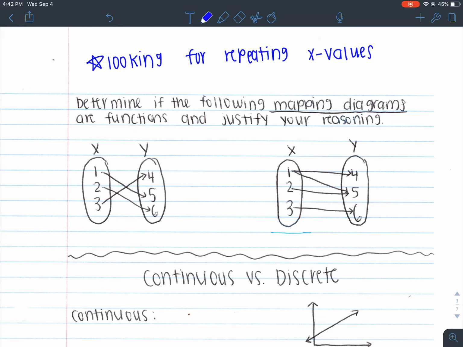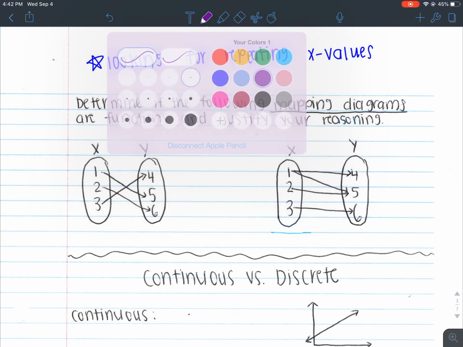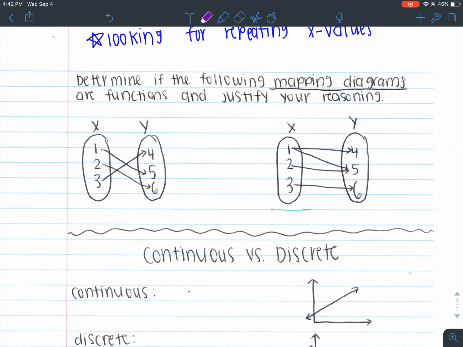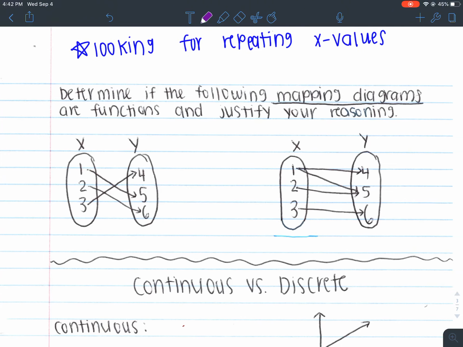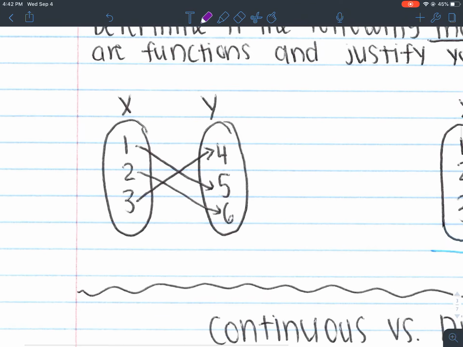So you've learned two different tests. You've learned the vertical line test, and then you've learned the repeating x values test. So those are the two tests you use to determine if something's a function. And after we finish these two problems, I'm going to end the video, and I'm going to start the new video for continuous and discrete, just so that we can have two smaller videos instead of one giant one. All right, so we're going to determine if the following mapping diagrams are functions, and we're going to justify the reasoning.